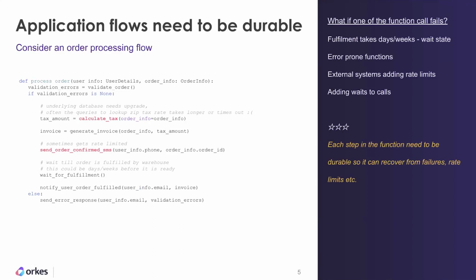So as I said, tax calculation is flaky, it fails sometimes. So I have to make sure that if it fails, I just retry, because I can calculate tax 100 times, it has no side effects. Same thing when sending an order gets rate limited, I should retry after some time, and I know it will go through.